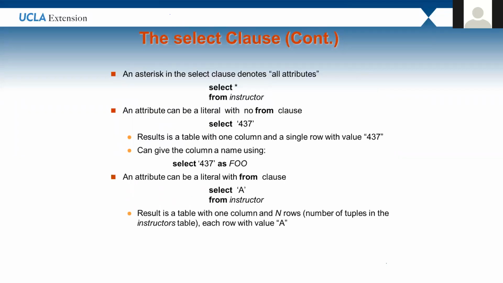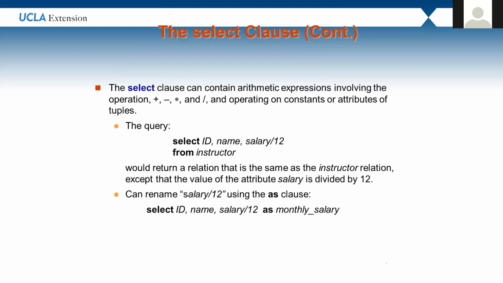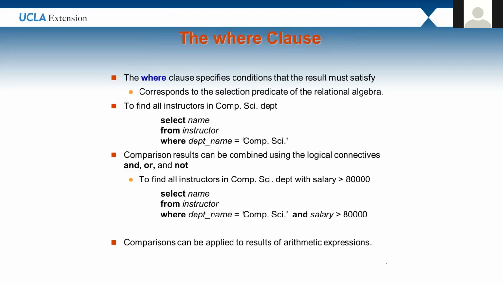Select star from instructor. What do you think that does? That gives you every column from the instructor table. And then you can select a particular column from the table, and that will be in your result set. Okay, select ID, name, and salary divided by 12 from instructor. And what would that give you? That'll give you the ID, name, and salary divided by 12.